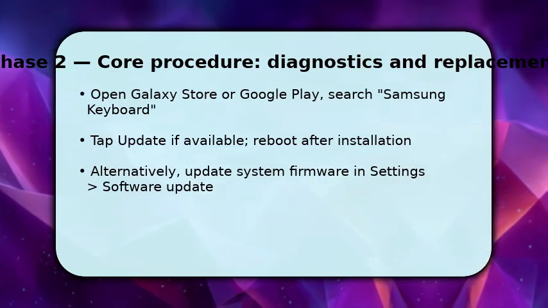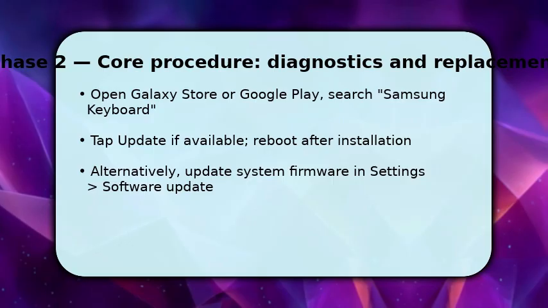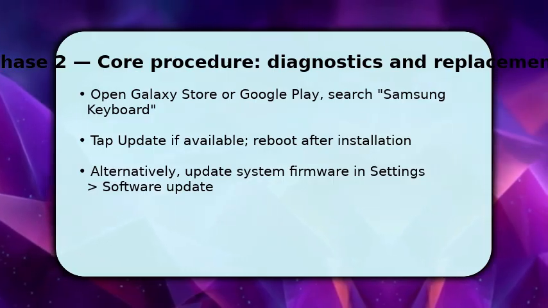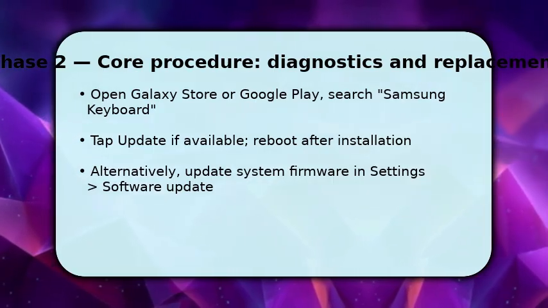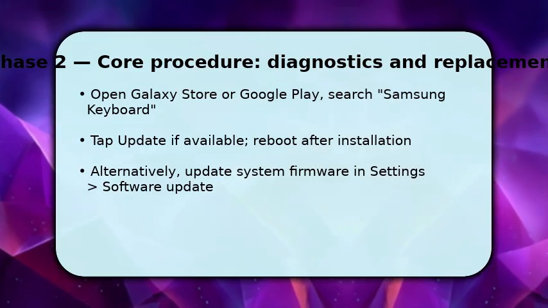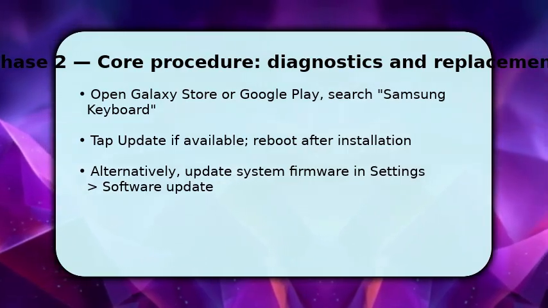If no app update appears, go to Settings, Software Update, and install System Updates. Samsung sometimes bundles emoji changes in firmware. Make sure to check both app and system levels so emoji are recognized.